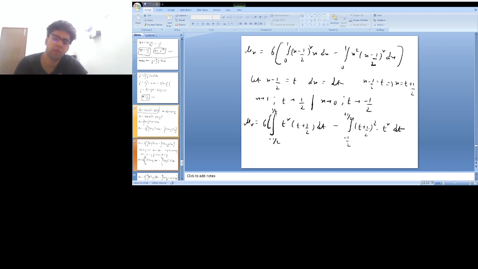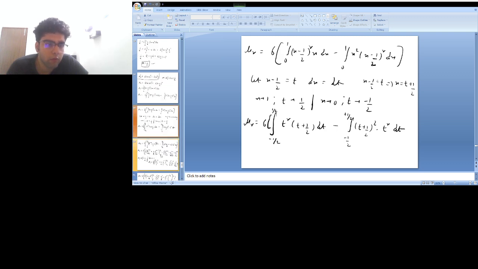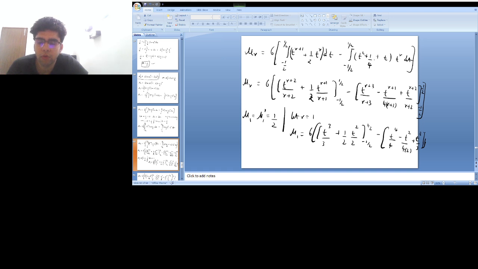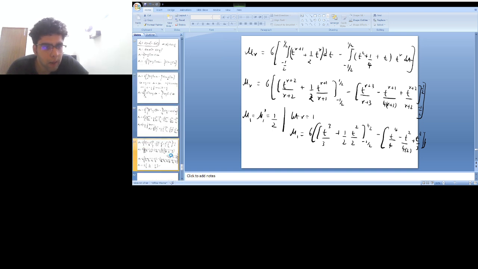t square plus 1 upon 4, t square plus 1 upon 4 plus t, so this becomes t r plus 2 r plus 3 upon r plus 3, 1 upon 4 r plus 1 upon r plus 1, and t r plus 1 r plus 2 upon r plus 2, half to minus half. 6 is outside. Where did I commit a mistake?